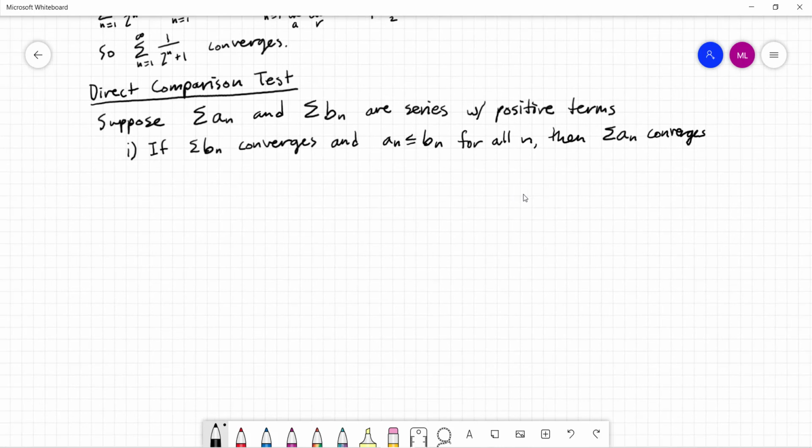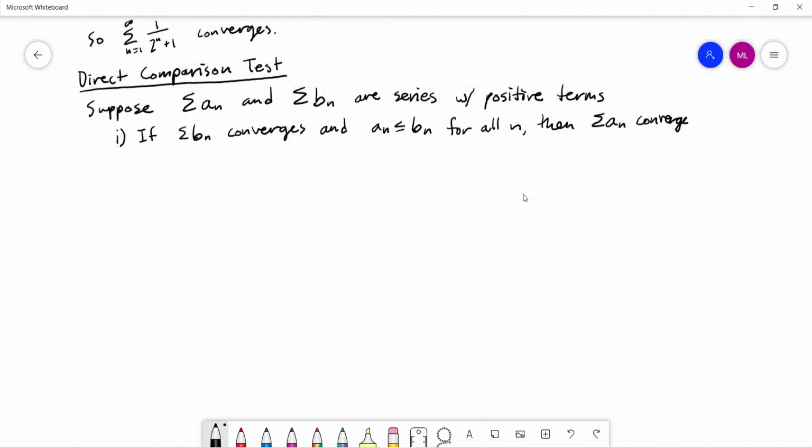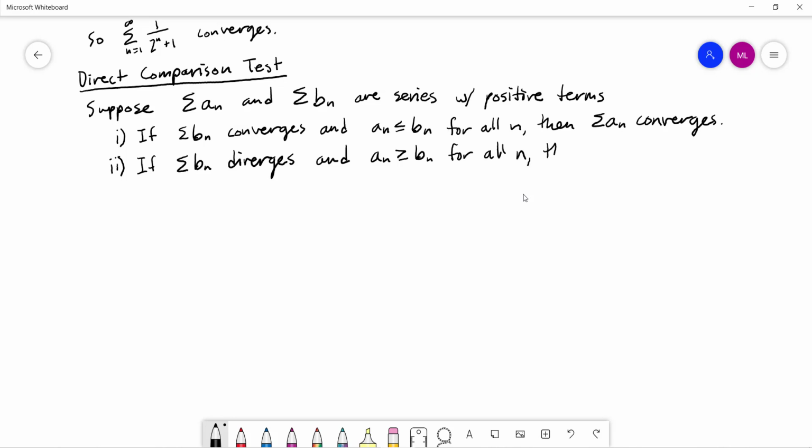Let's zoom out just enough that I can fit this all on one page. Let's write that a little nicer. Converges. And the second one says that if the sum of b sub n diverges, and all the terms of a sub n are always larger than those terms of b sub n for all n, then the sum of a sub n will diverge as well.